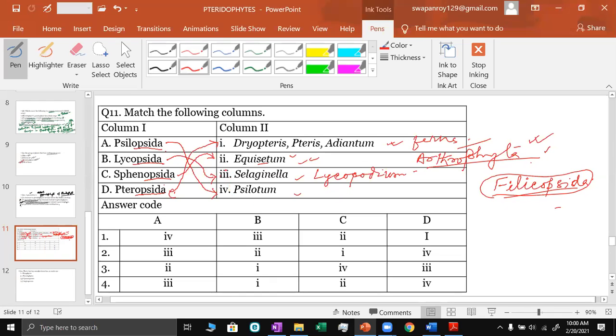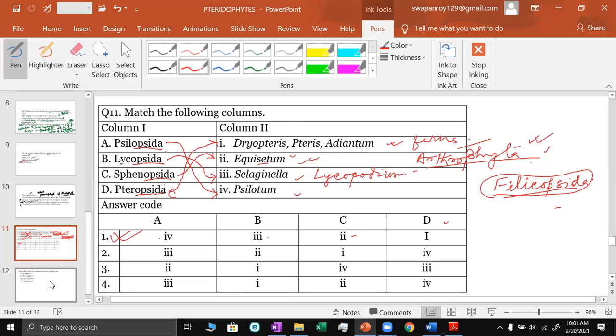So which one will be our answer? A to 4, B to 3, yes, and C, Sphenopsida, C2 and D1. So our answer is option 1.